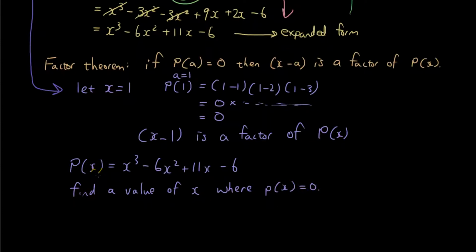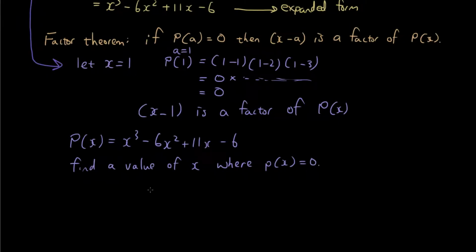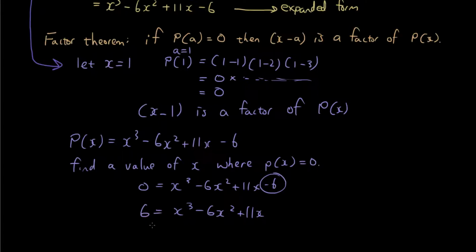So you need to think about, okay, what number can I put instead of x so that the result is going to be 0. Okay, so if we try and solve this, I will go 0 equals x cubed minus 6x squared plus 11x minus 6. So x cubed minus 6x squared plus 11x equals 6, right? Because I'm moving the minus 6 to the other side.